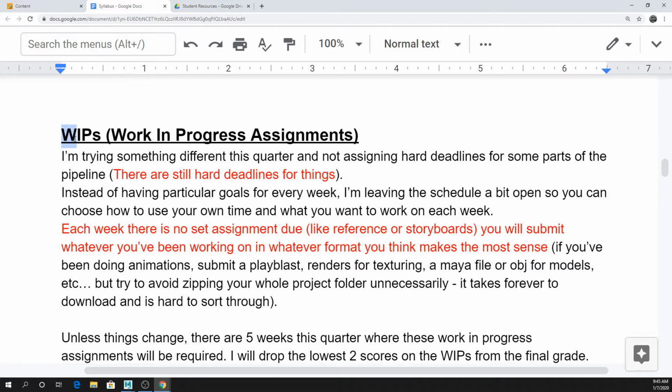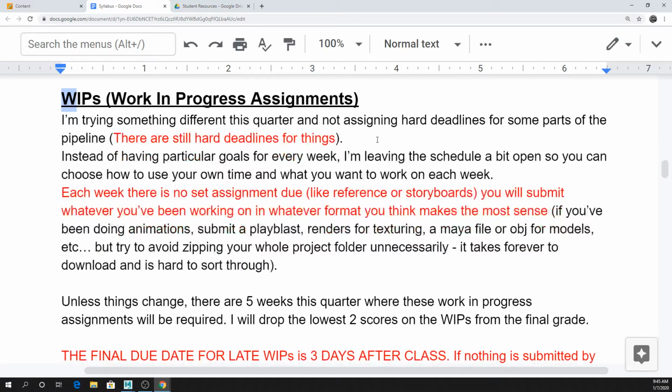But I have these little work in progress assignments. Sometimes there'll be no specific thing due. It's pretty much just submit whatever you've been working on that week instead of a specific thing that I'm having you do. So you could work on your robot texturing, or you could be doing animation, and depending on what you're working on, you just submit whatever makes sense for that week for you. So hopefully that makes sense.